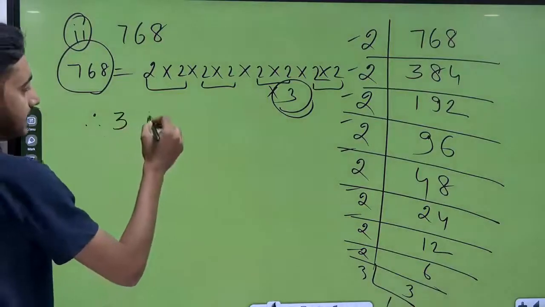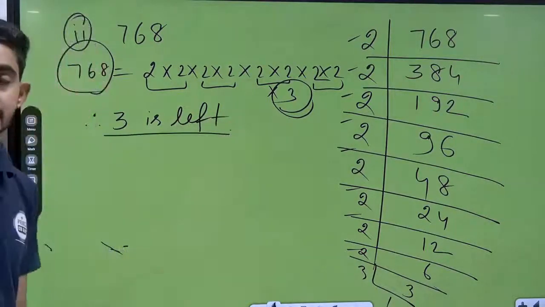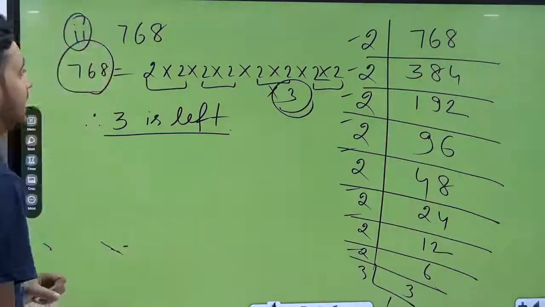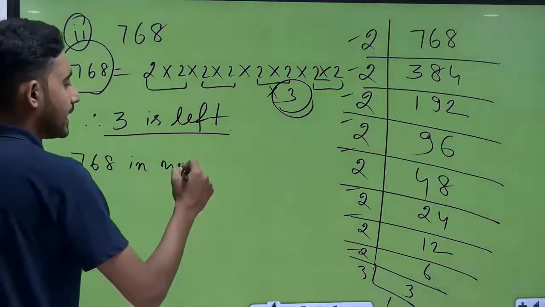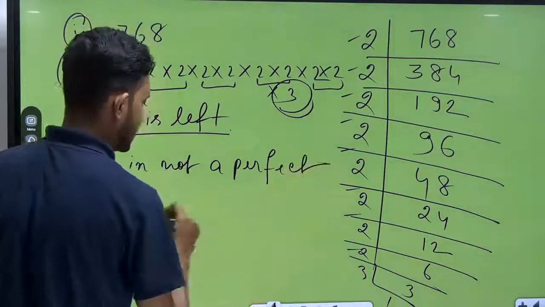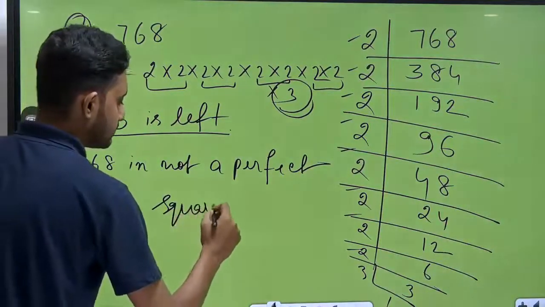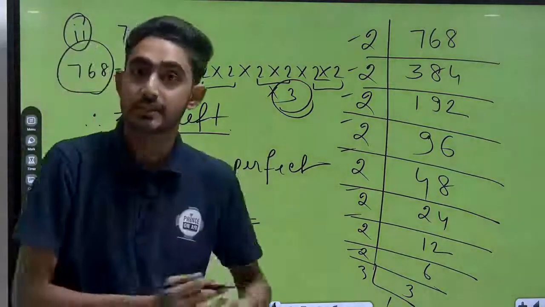Okay, so now all of you see here, 3 is left. 3 is the number that is not making a pair. Okay, 3 is left. That's why we can say 768 is not a perfect square number. Done.